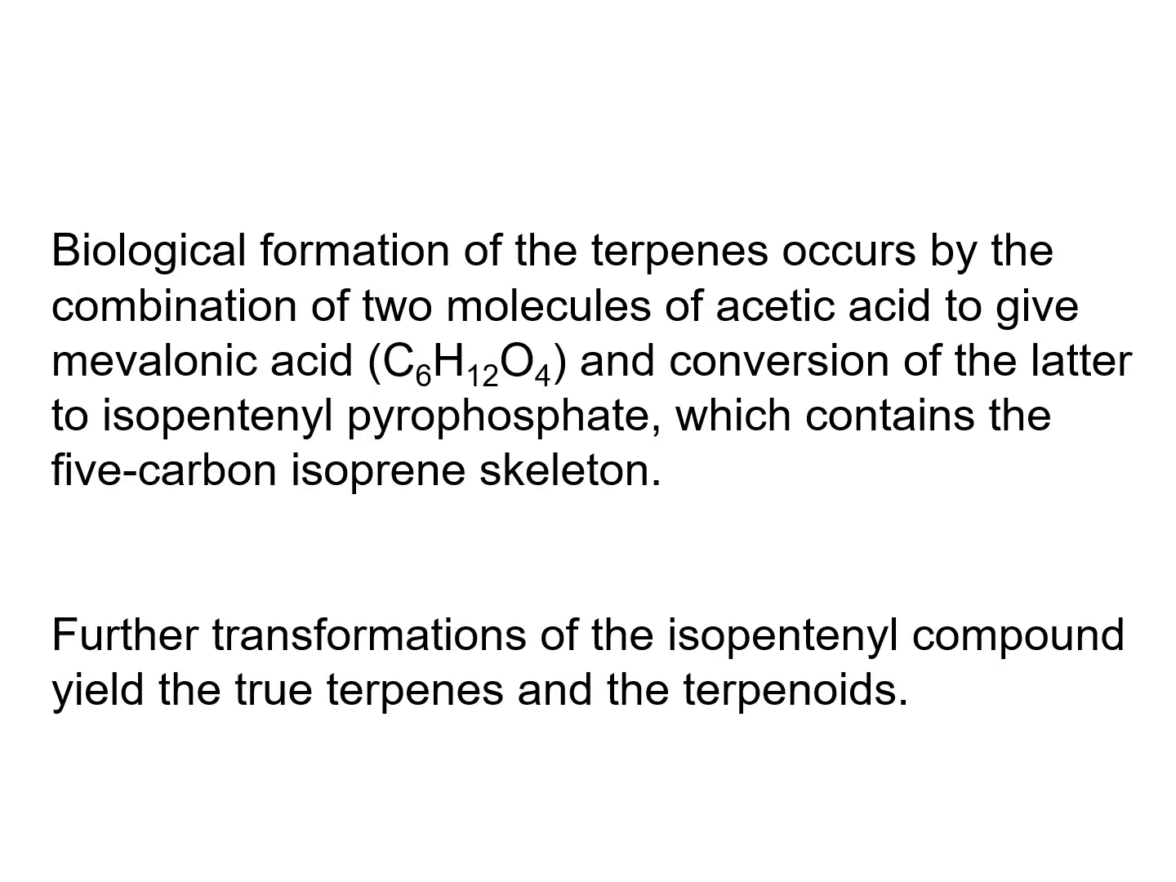So the biological formation of terpenes occurs by the combination of two molecules of acetic acid to give mevalonic acid, and the conversion of the latter, the mevalonic acid, to isopentenyl pyrophosphate, which contains the 5 carbon isoprene skeleton. Therefore it is acetic acid which is the precursor for this isopentenyl pyrophosphate. Further transformation of the isopentenyl compound yields the true terpenes and the different classes of terpenoids.